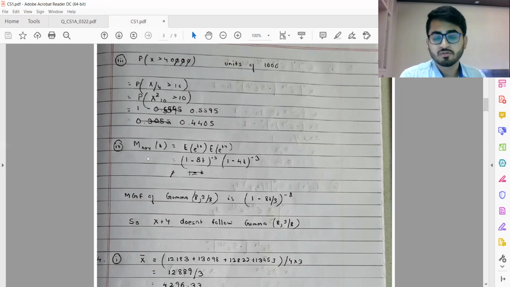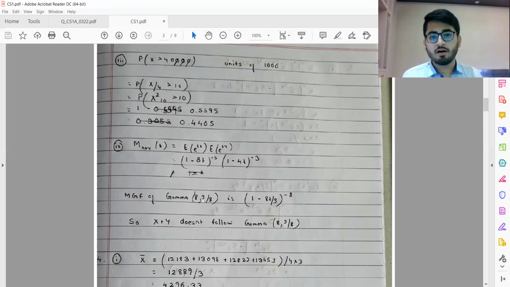So one way of doing that is to find the MGF of X plus Y. I have skipped a step over here. It's independent, so it will be the multiplication of individual moment generating functions. So it comes out to be (1 minus 80t) to the power minus 5 into (1 minus 40t) to the power minus 3. Clearly, this is not equivalent to (1 minus 80t by 3) whole to the power minus 8. Therefore, X plus Y does not follow gamma 8, 3 by 8.